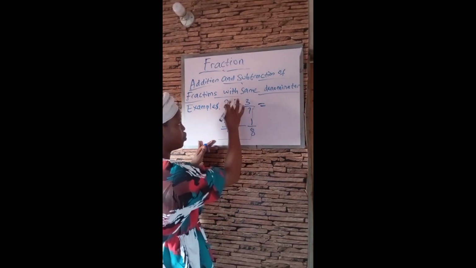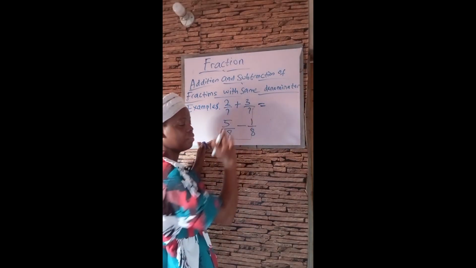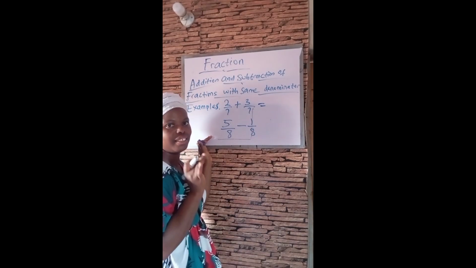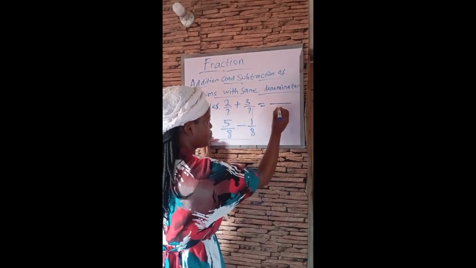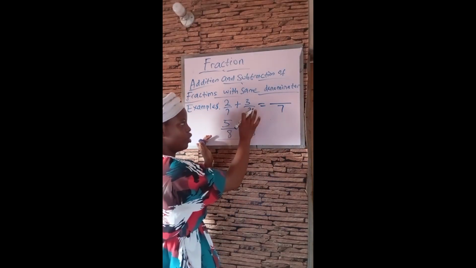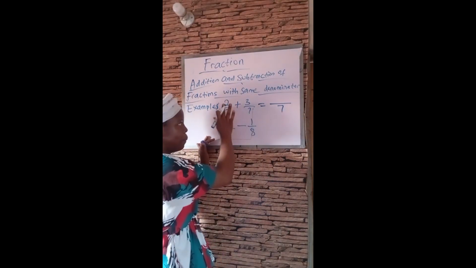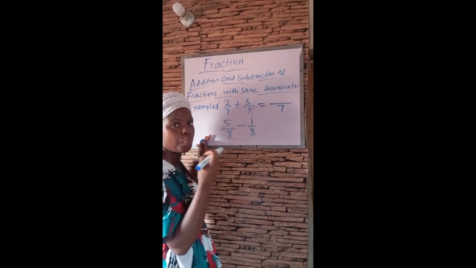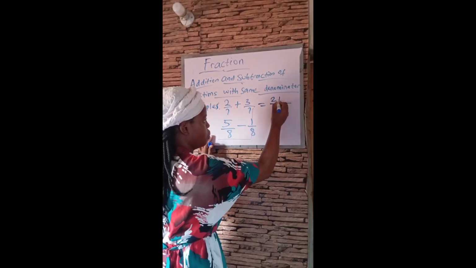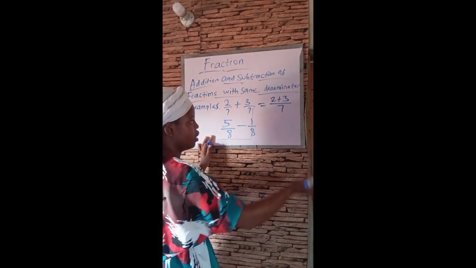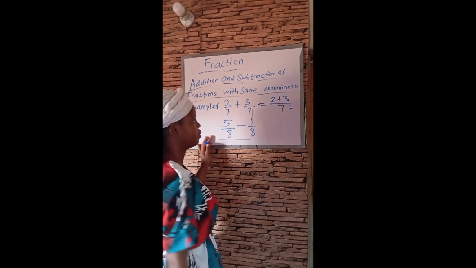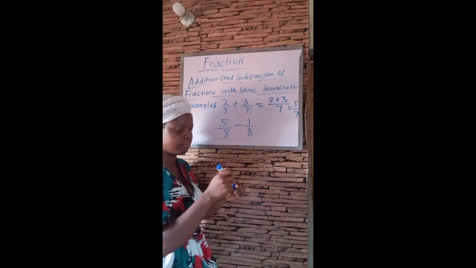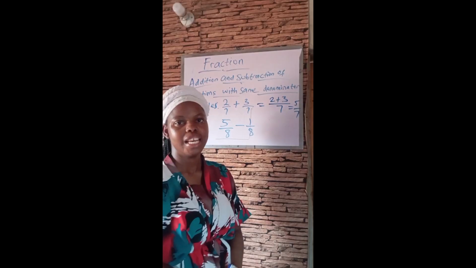The first one, we have 2/7 plus 3/7. So the rule is that you keep the denominator. They have the same denominator, so write one down. Then apply whatever operation you can see there. The operation here is what? 2 plus 3. So 2 plus 3, what's the answer? 2 plus 3 is 5. So the answer is 5/7. So that's it. It's very, very simple.